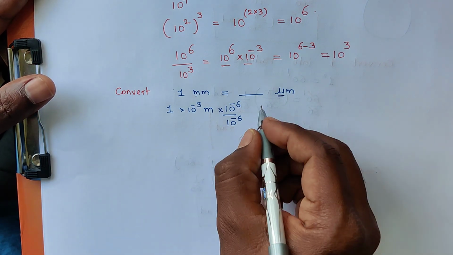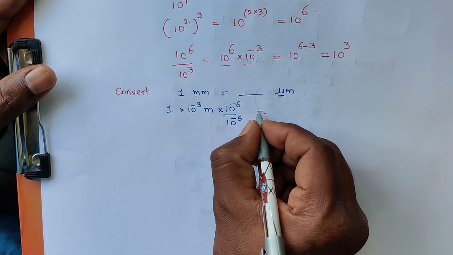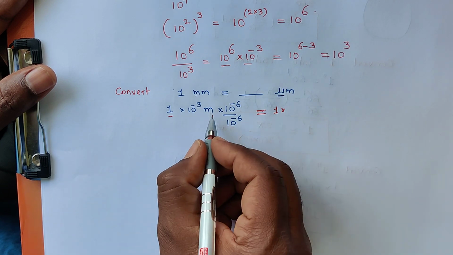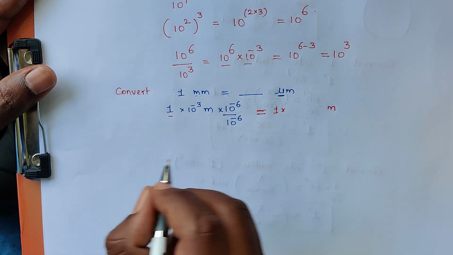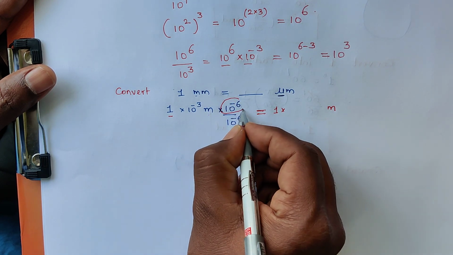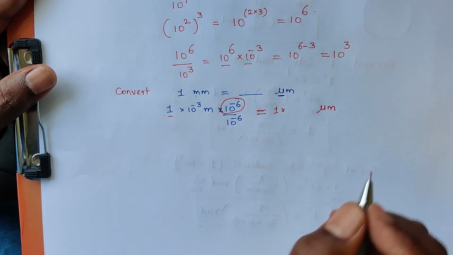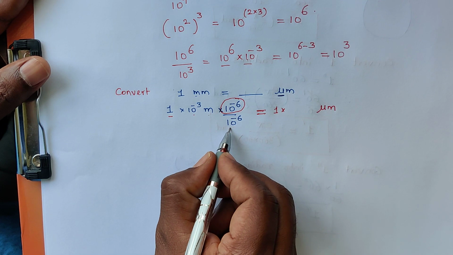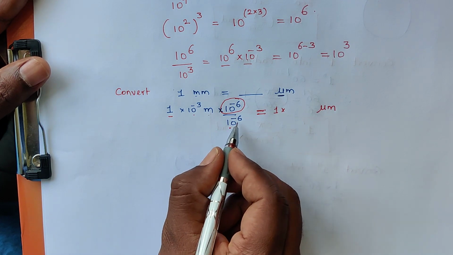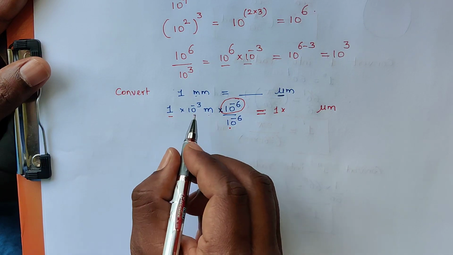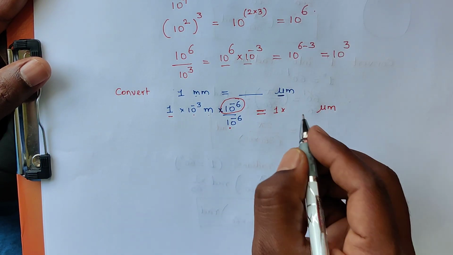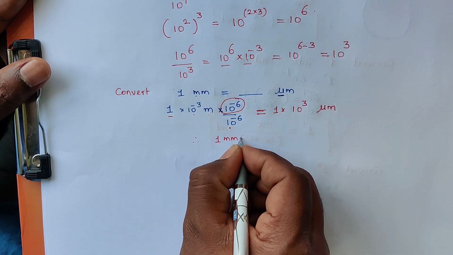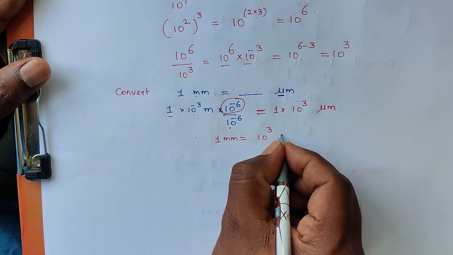Now, how am I writing it like this? Look here carefully. 1 is 1, and here meter is there. I am keeping meter as it is, and 10 to the power of minus 6 is replaced with micro. What are the remaining things? 10 to the power of minus 3 divided by 10 to the power of minus 6. The 10 to the power of minus 6 from the denominator goes to the numerator as 10 to the power of plus 6. So 10 to the power of minus 3 plus 6, which is 10 to the power of plus 3. Therefore, the answer is 1 millimeter equals 10 to the power of plus 3 micrometers.